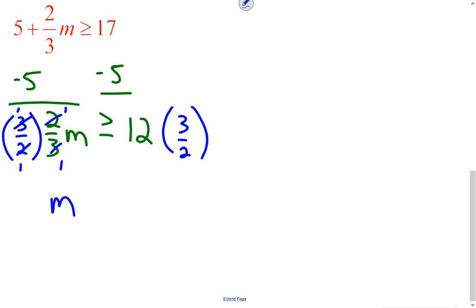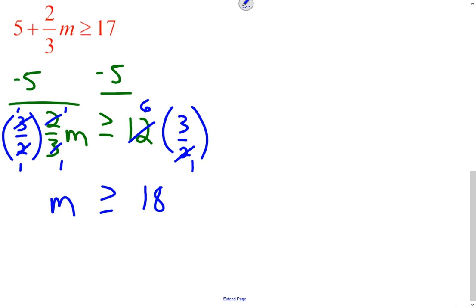by 3/2. And then I'd look at this and go, my 2 is going to become 1, the 12 is going to become a 6, and 6 times 3 is 18. I multiply both sides, but again, I multiplied by a positive, therefore I don't change the sign. So I have m is greater than or equal to 18.